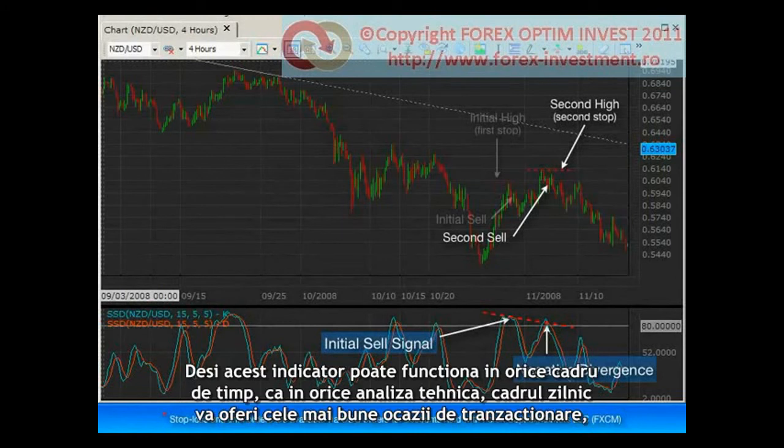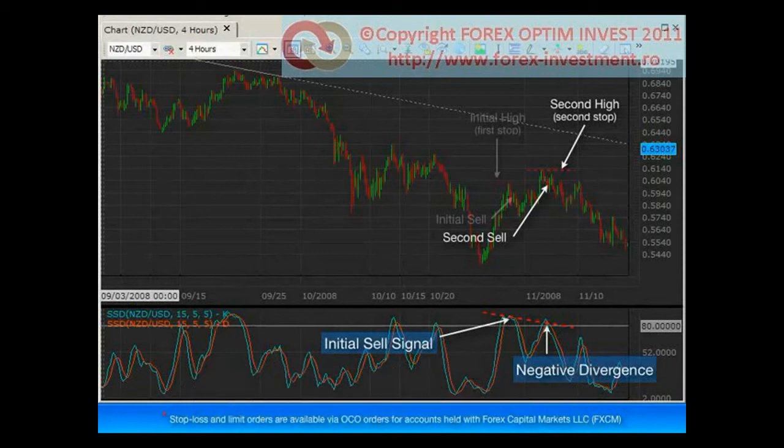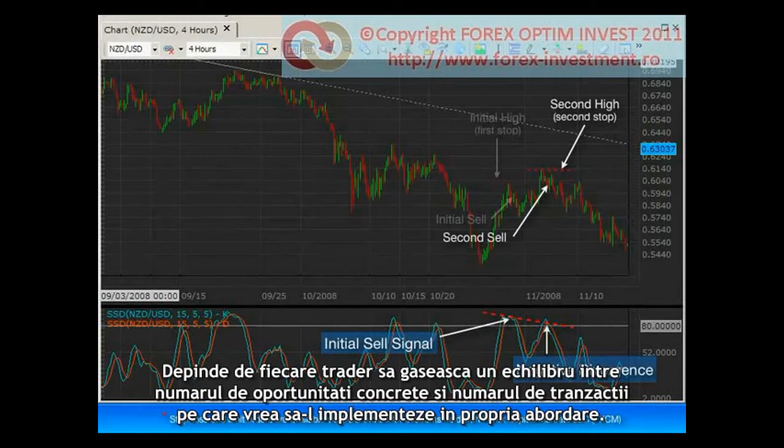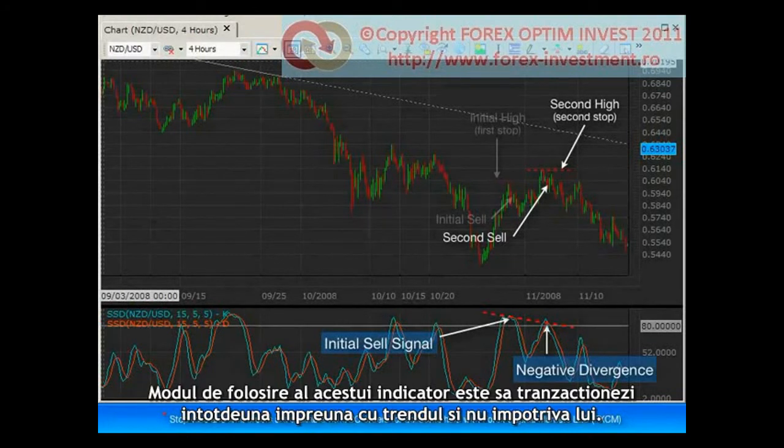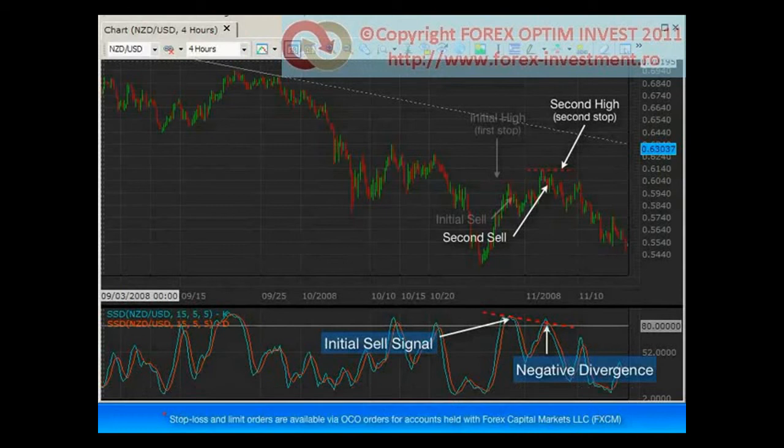While this indicator can work on any time frame, like all technical analysis, the daily chart will typically offer the better trading opportunities, with the shorter term charts offering more opportunities. It's up to each trader to find the balance between solid opportunities and the number of trades they wish to take advantage of in their approach. But the key is, as always, to trade with the trend and not against it.